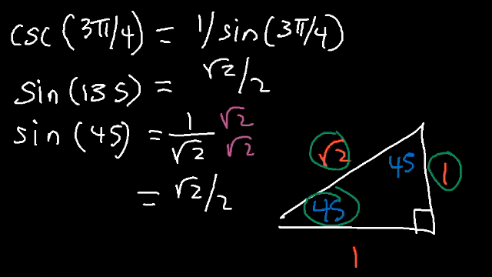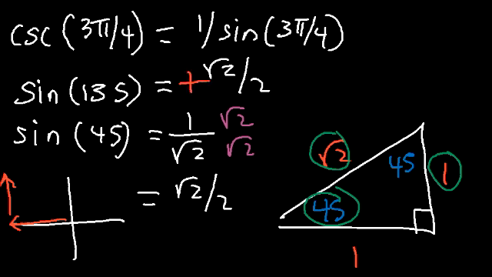We just got to figure out, is it positive or is it negative? 135 is in quadrant 2. And in quadrant 2, x is negative but y is positive. Y is associated with sine, so sine 135 is positive.